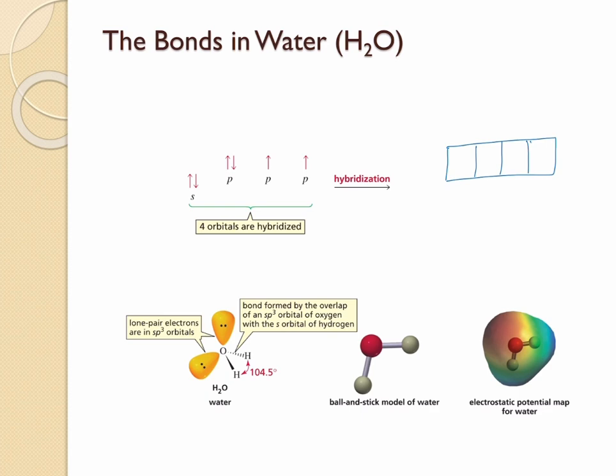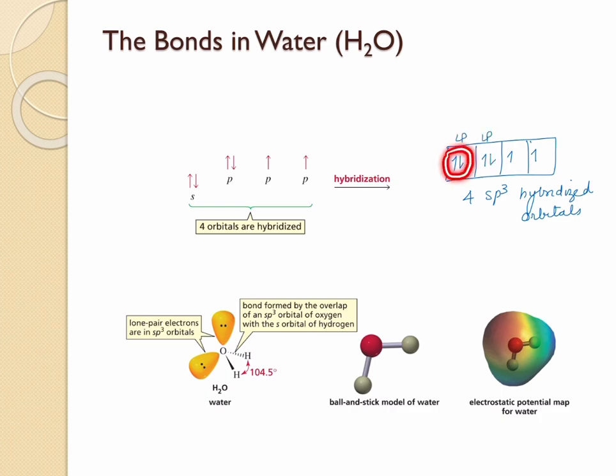Now we have a total of 1, 2, 3, 4, 5, 6 valence electrons, and we need to fill these 4 sp3 hybridized orbitals with these 6 electrons. So first we are going to fill each one of these orbitals with at least 1 electron, and then we are going to start pairing. We have used 4 electrons, now we have to use the remaining 2 electrons.